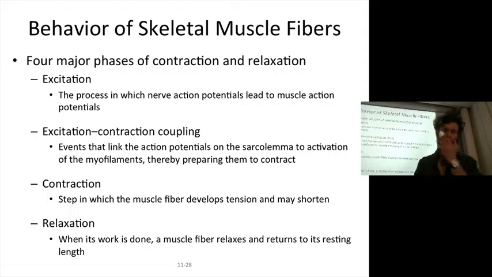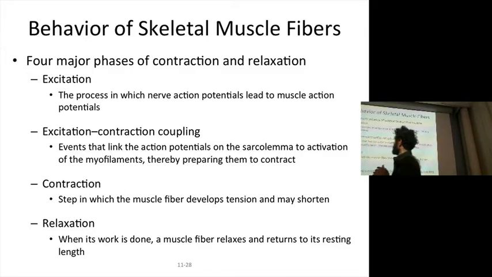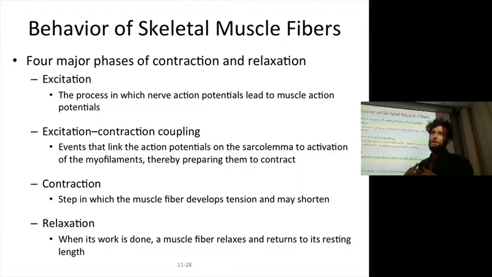So there are four major phases to this. I'm going to go through each of these in detail. So this is the overview for you. If you don't get everything on this slide down, that's okay, because I'm going to go through each of them in turn quite slowly. So first of all, there's going to be this excitation, and this is the process by which a somatic efferent nerve, a nerve that is meant to excite a muscle fiber, that action potential is going to lead to an action potential in the muscle fiber.